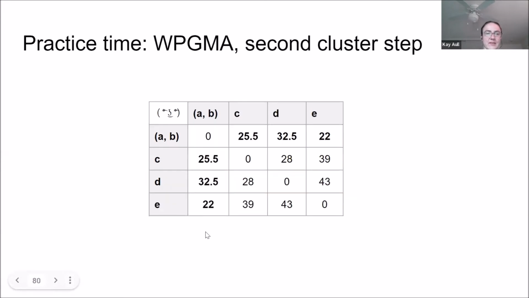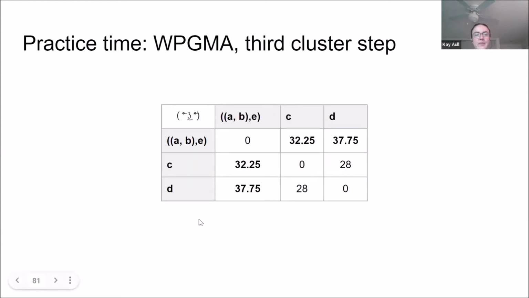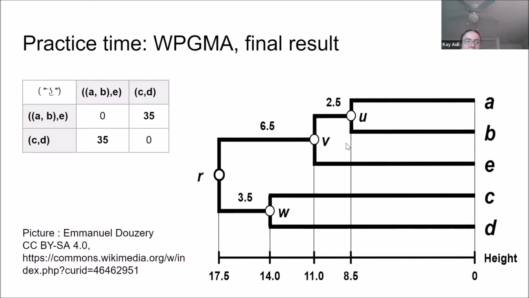And then in this case, what is the new lowest number? We're looking at this 22. And then you would be merging in this E, but this is WPGMA. So you are still using the simple divide by 2 average of what was in the AB distance and what was in the E distance to each of your still existing clusters. And then you would end up with this final result.